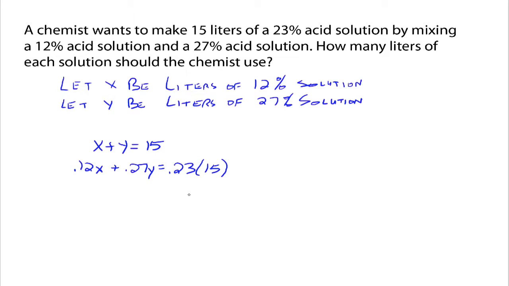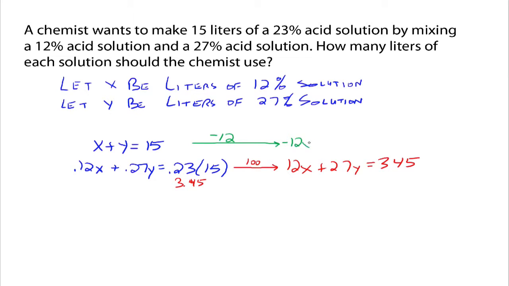So, all right, note that 0.23 times 15 is 3.45. Okay. So I'm going to multiply this bottom equation here by 100 to get rid of all the decimals, and that'll give us 12x plus 27y equals 345. Okay, and then this top equation I'm going to multiply, because I want to eliminate the x's, right? So I'm going to multiply by negative 12. I could have chosen the y's to eliminate, and then we would multiply this top equation by negative 27, right? But I'm just choosing the x's. So we have negative 12x minus 12y equals negative 180. All right, then add them up.